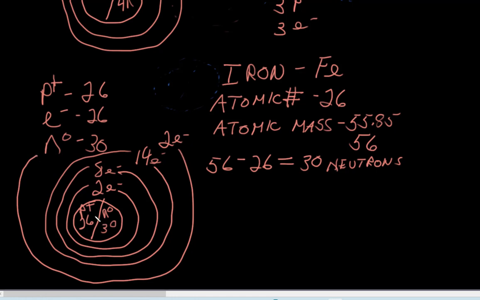So we have 26 protons in the nucleus, 30 neutrons in the nucleus, and then in the cloud we've got 26 electrons. They're going to be in orbitals or shells, 2 electrons, 8 electrons, 14, and then the very last one is going to have 2 electrons in it. Again, as I mentioned, we'll get into the numbers in the orbitals a little bit later. But that's just a brief description of the composition of an atom. So until next time.